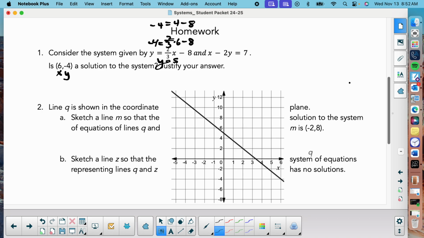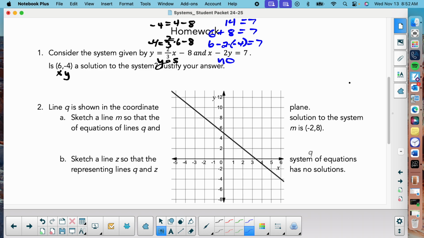Okay, now I'm going to try it in the second equation. 6 minus 2 times -4. And then I've got 6 plus 8. Does that equal 7? And then the answer is definitely no, unless I did it wrong.